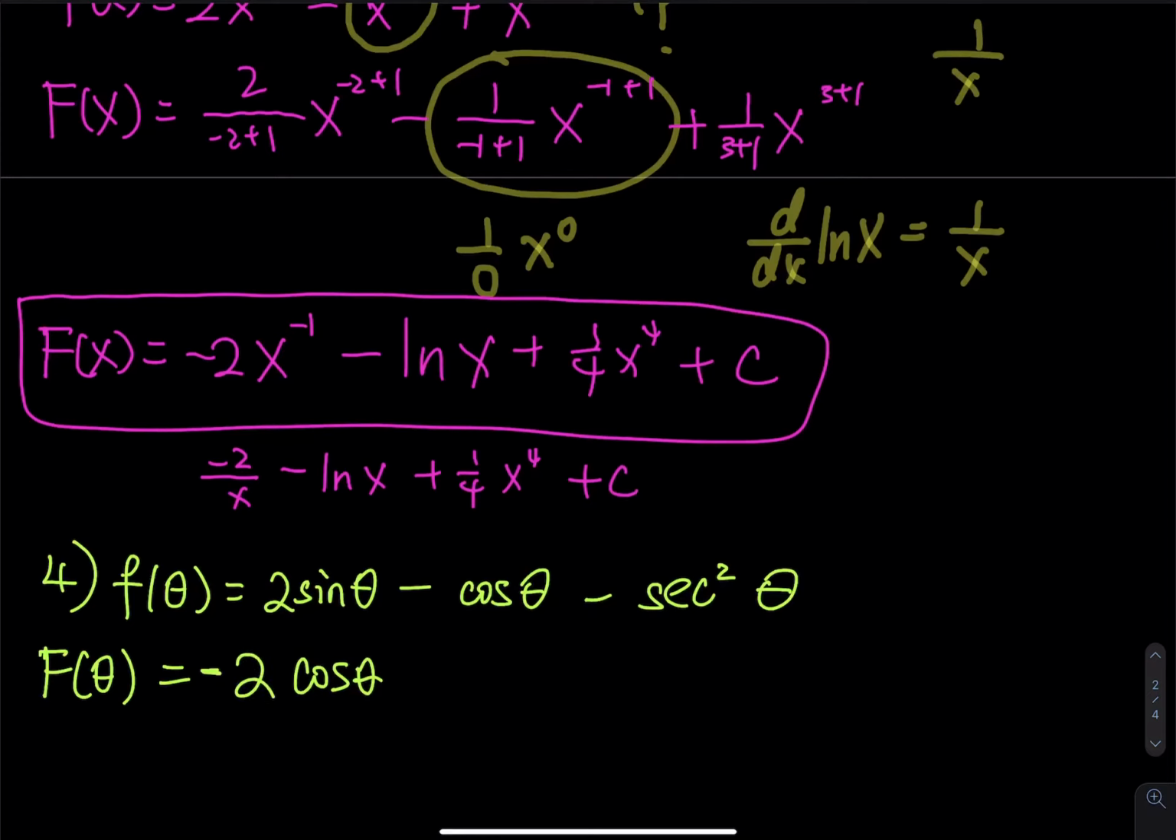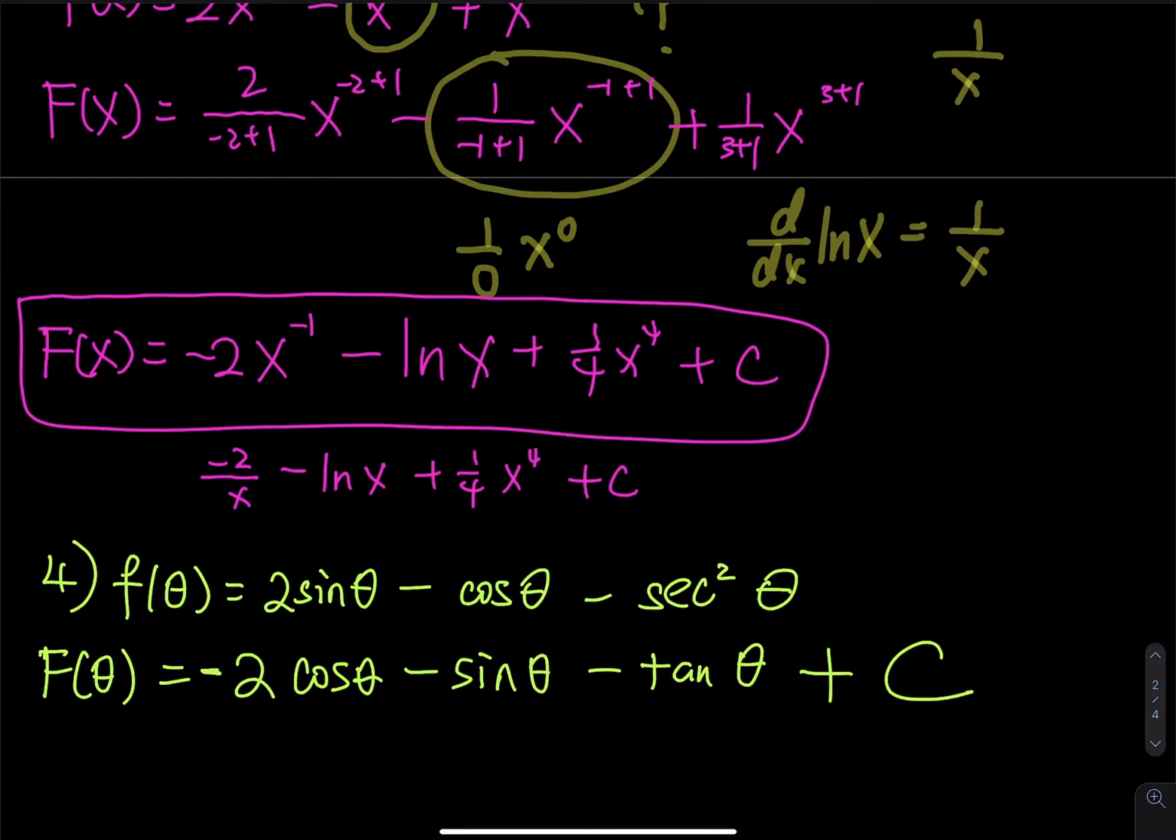The derivative of sine is equals to cosine. And then the derivative of tangent is equals to secant. And I miss a what? I miss a constant. All right, so that is the answer of number four.